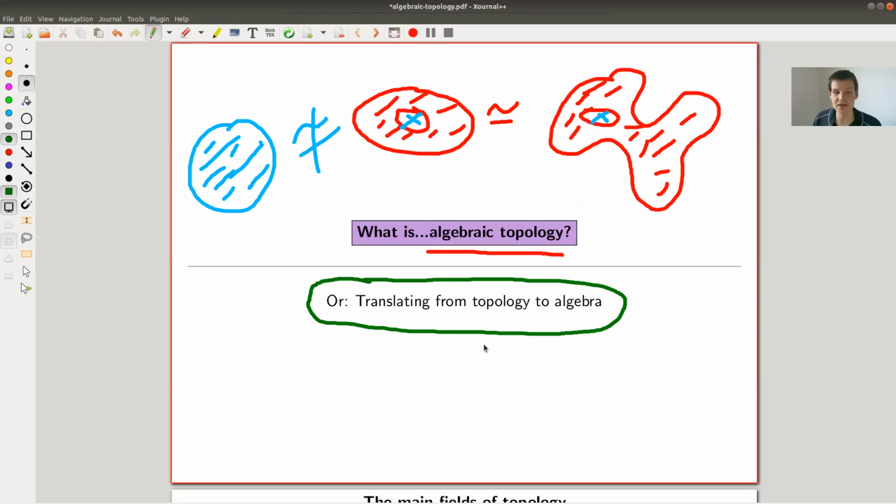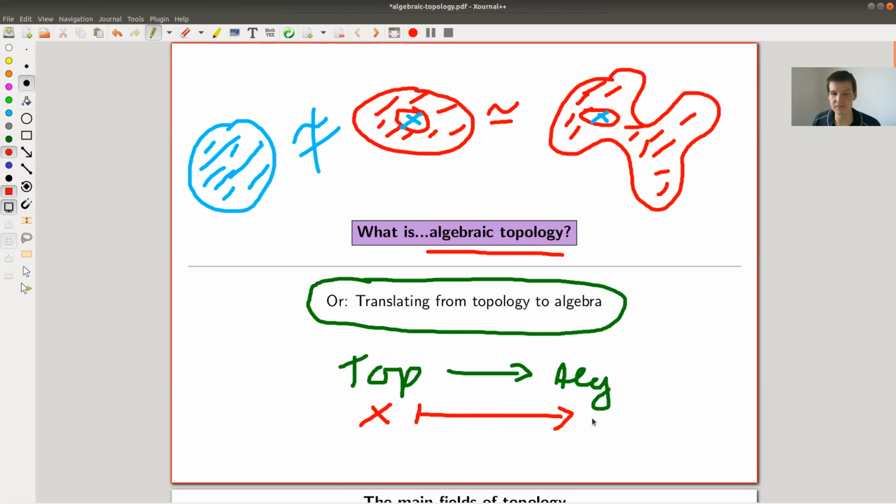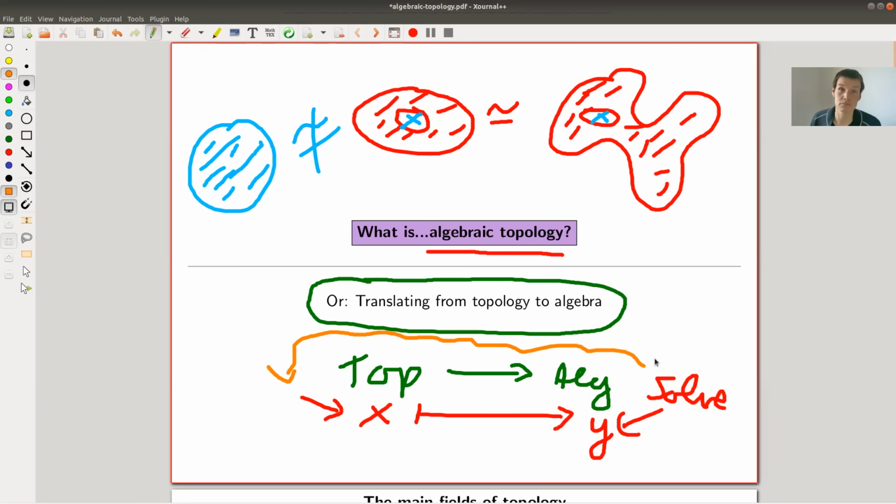So you should think about algebraic topology as a translation from topology to algebra. And whatever problem you have on this side, you just send it to another problem, y, and you solve y, and not this one, right? And then you pull it back, and it might give you information about the original problem x. That's the main idea, right?